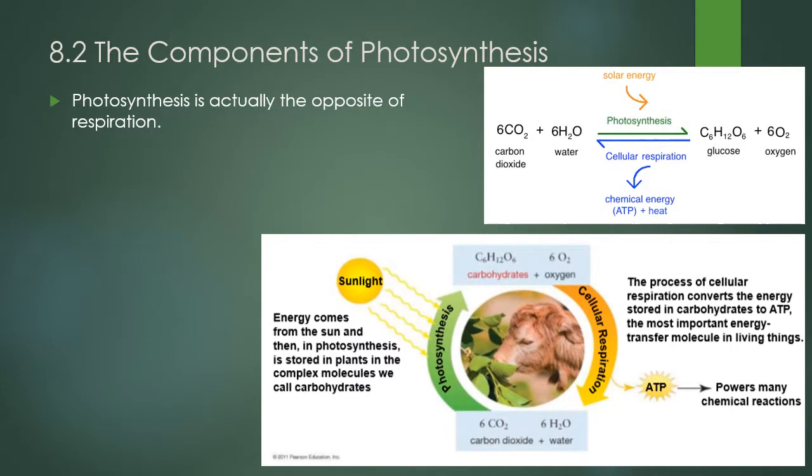And this picture from your text is showing the same thing: taking that sugar and oxygen and breaking it down to get energy is called cellular respiration. It breaks it down into water and carbon dioxide. And taking water and carbon dioxide with sunlight energy and recombining that into sugar and oxygen is photosynthesis.